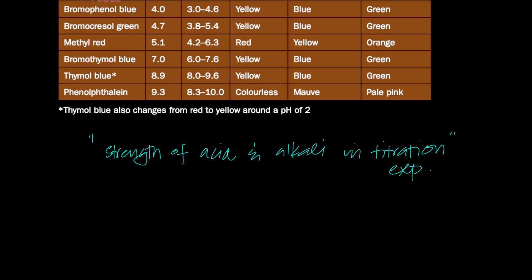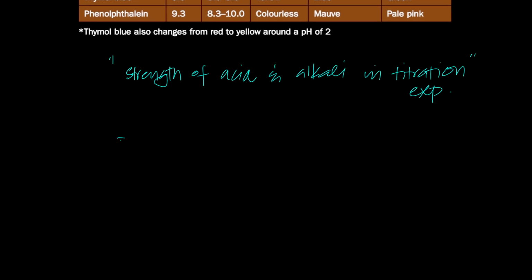Is it a strong acid reacting with a strong base? Then you'll use a particular indicator. If it's a weak acid reacting with a weak base, a strong acid reacting with a weak base, a weak acid reacting with a strong base, all of these combinations you need to learn later on. And how do we learn it? We learn it through the idea of titration curves.